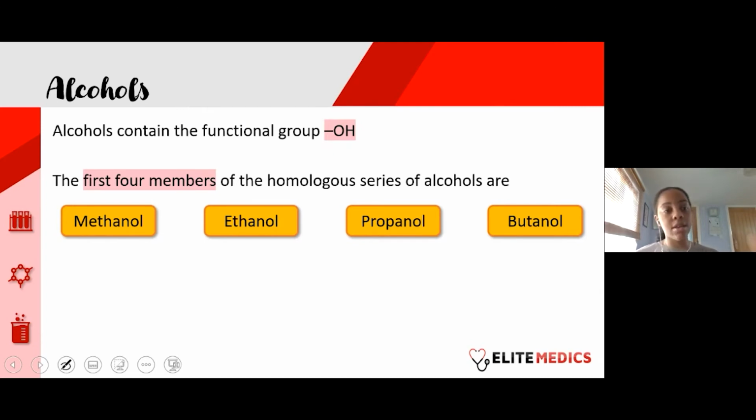In particular, alcohols contain a functional group of OH, okay? Any kind of alcohol, to know it's an alcohol, will have an OH group attached to it, all right? So before we start drawing out what this might be, this is an important thing to remember in organic chemistry.